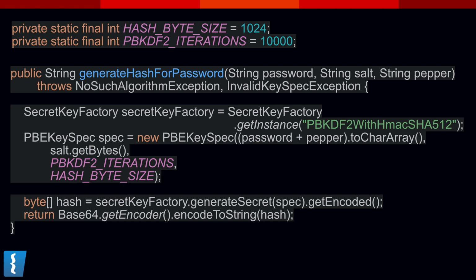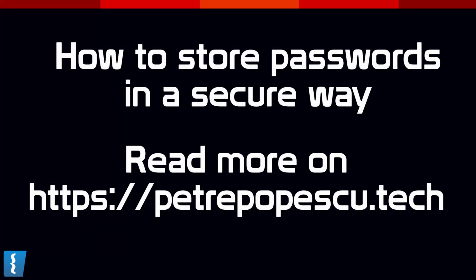Finally, using the SecretKeyFactory, we generate the secret using our specification, the PBEKeySpec that we instantiated earlier, and we encode it to obtain the hash as a byte array. Finally, we return this byte array as a base64 encoded string. As you can see, it is quite easy to store passwords properly in the database. You are not actually storing the password, but a hash that is computed using random elements.